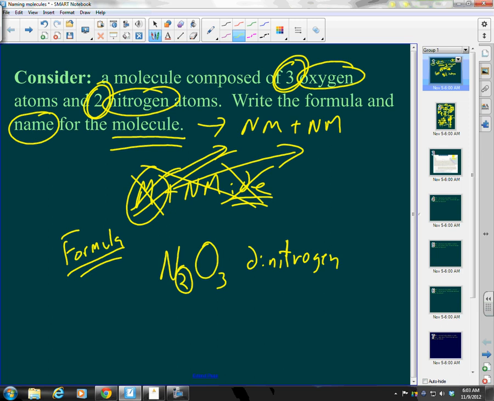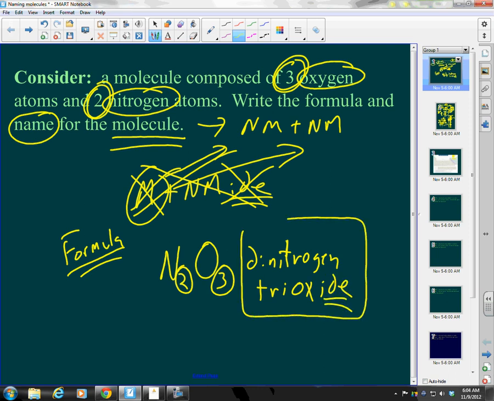All right, that's not so bad. Good. So how many atoms do I have? I have 3. So that means it's going to be a tri. My stem is ox, and my suffix is ide. So my name here is dinitrogen trioxide. Good. Now, how did I know to use this? Because I had a non-metal and a non-metal.